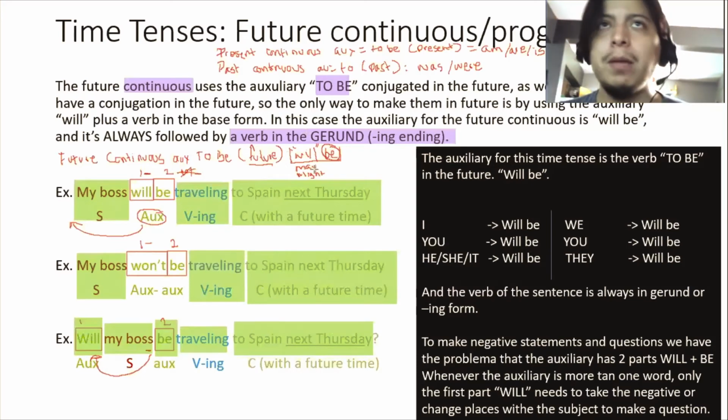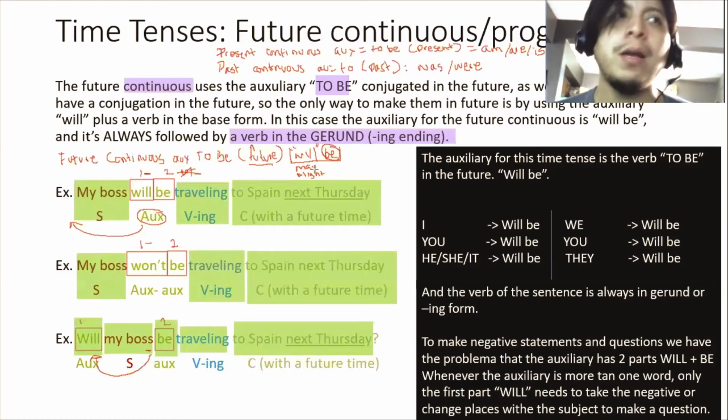No es ningún problema, decimos en afirmativo, my boss will be traveling to Spain. Sujeto, auxiliar, verbo con ing y complemento. No hay ningún problema. El problema es cuando los queremos hacer negativos o cuando queremos hacer preguntas. Porque como ahora tenemos el auxiliar, que son dos palabras, no sabemos dónde poner el negativo y no sabemos cómo hacer la pregunta. Cuando nuestro auxiliar es de 2 o de 3 o hasta de 4 palabras, cuando tengamos un auxiliar muy largo, que sea de más de una palabra, ¿quién se lleva el negativo?